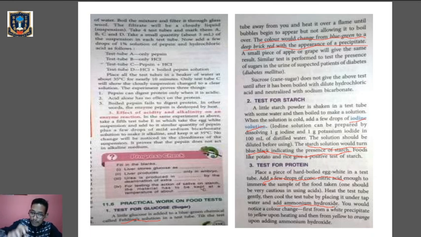What we are doing? We are putting a piece of hard-boiled egg white in a test tube, then a few drops of concentrated nitric acid so that it can completely immerse the food particles, and we are heating the test tube. Then, after cooling, we add ammonium hydroxide. We will observe the color change: first from white precipitate to yellow, and on cooling, from yellow to orange when we add ammonium hydroxide. This will indicate the presence of protein in the given sample.